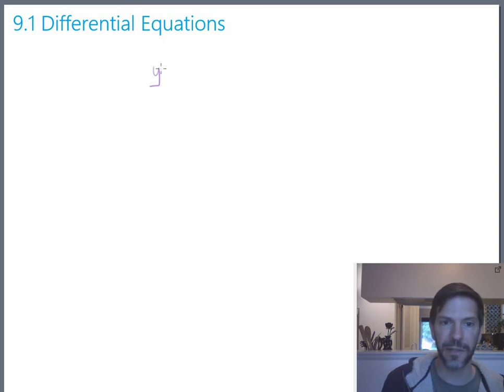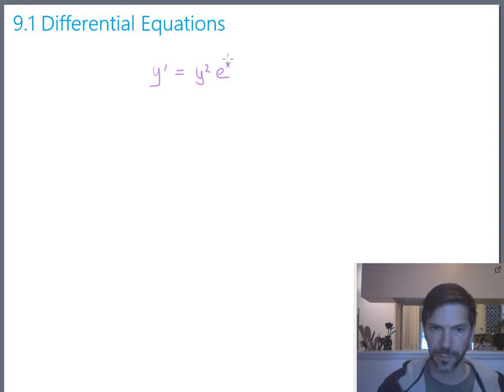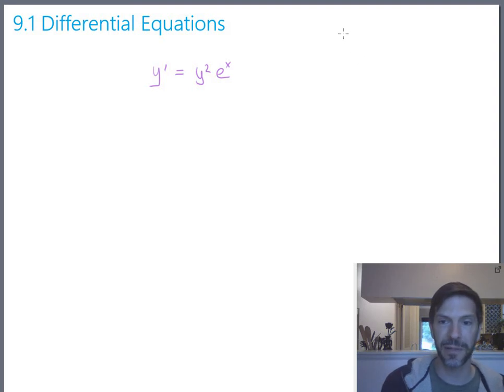So for instance, if the differential equation looks like this, if it looks like this, I don't know what function works that way, what function you can square it and multiply it by e to the x and have it be equal to its derivative. No idea. But I do know something about how that function behaves. Keep in mind that the derivative tells you how a function increases or decreases.